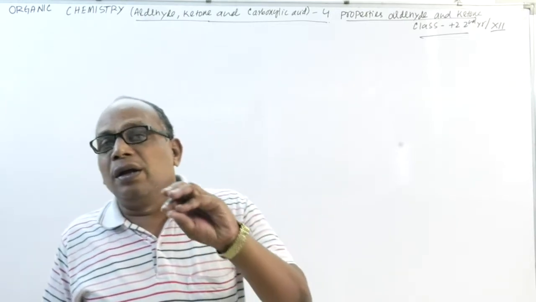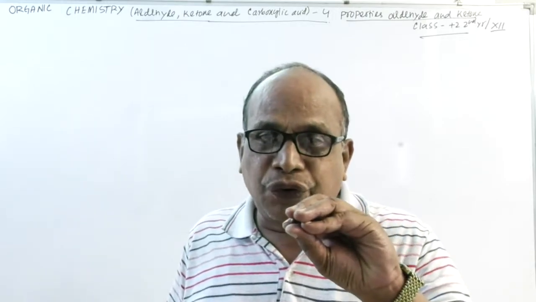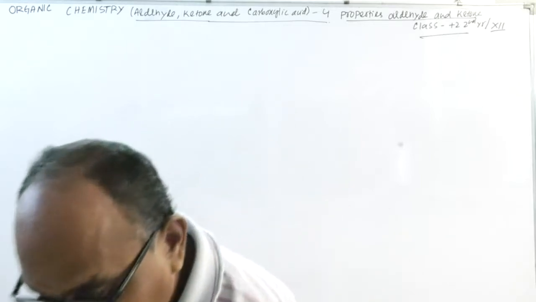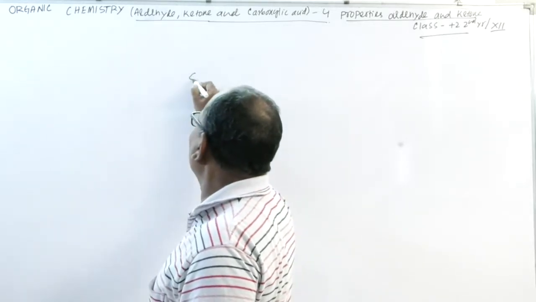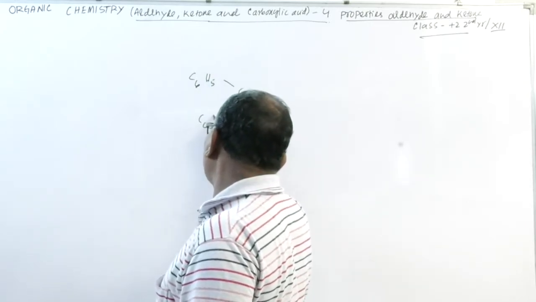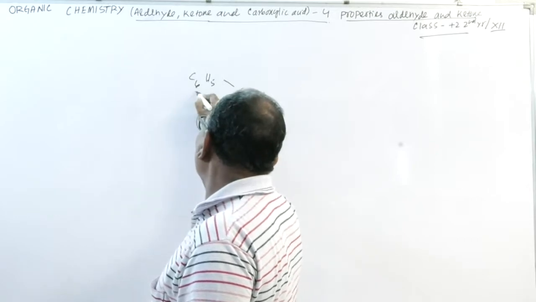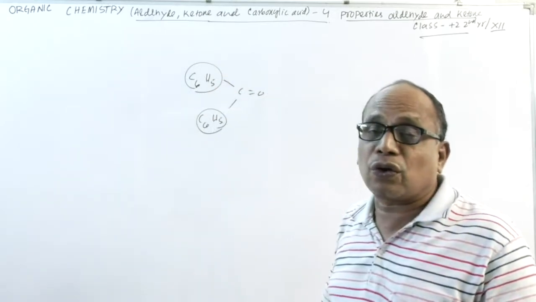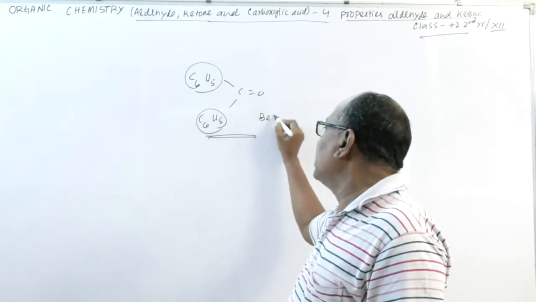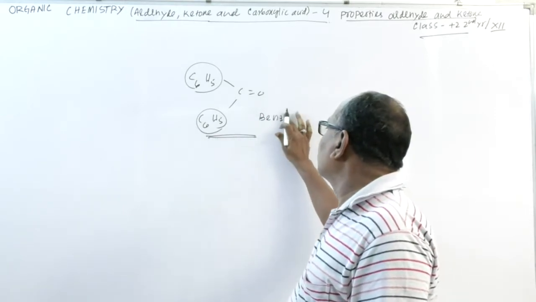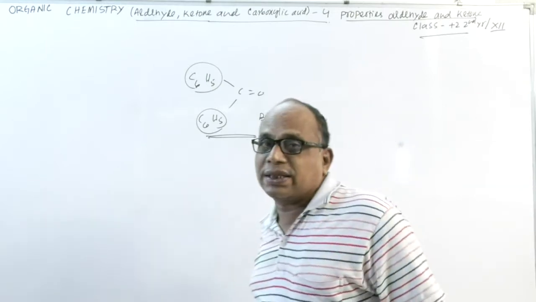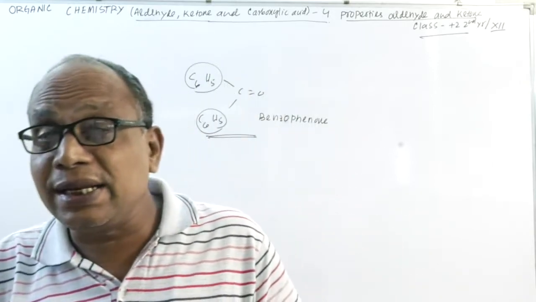For example, benzophenone, that is C6H5COC6H5, is called benzophenone. You see, this benzophenone contains two bulky, electron-donating phenyl groups. That's why this compound is least reactive towards the nucleophilic addition reaction.